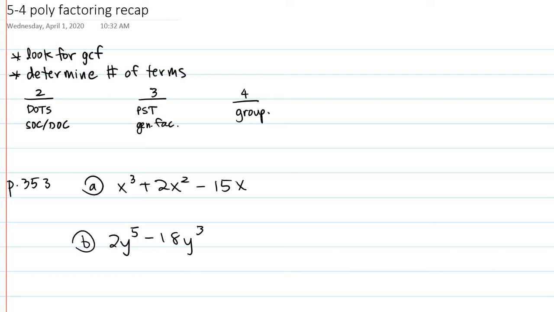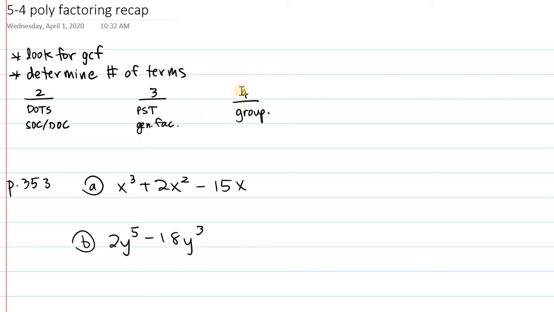First of all, we're going to look for a GCF. Then we're going to determine the number of terms. If there are two terms, we've got two options. It could be DOTS, or it could be a sum of cubes or a difference of cubes. If there are three terms, we're looking for a perfect square trinomial, or we might just be looking for general factoring, AC method or whatever.